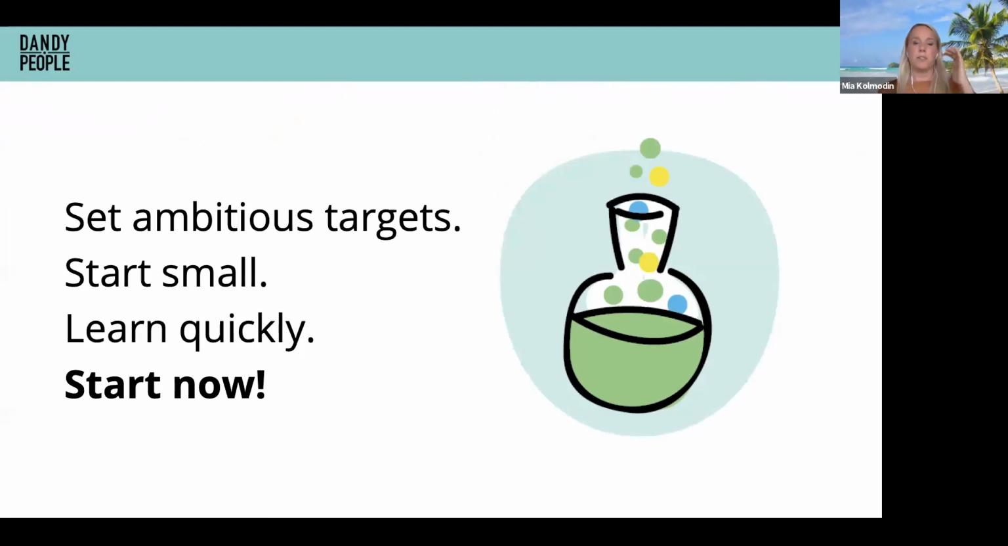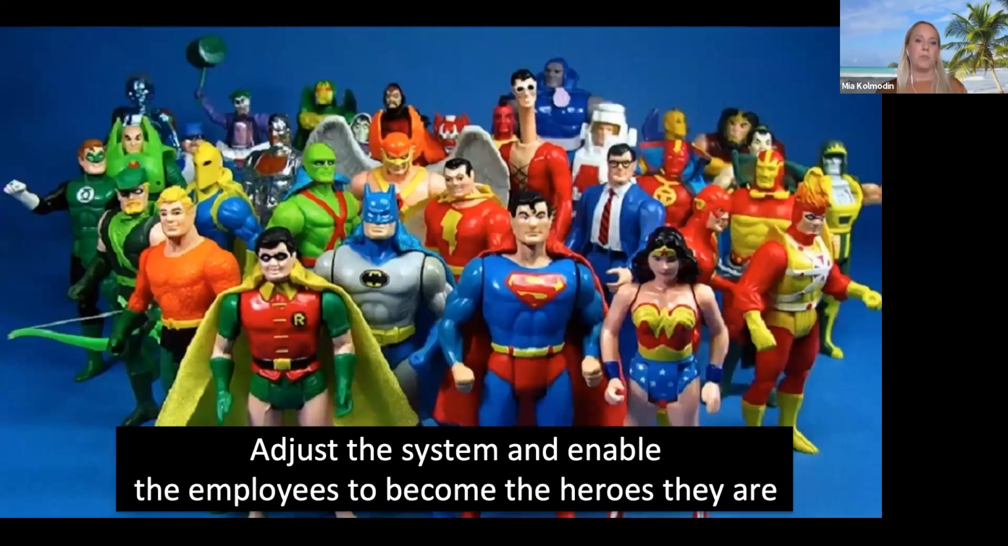So set ambitious targets, start small, learn quickly. This is hugely important, and start now. And don't try to find a perfect plan. Find someone who can help you, who has done this before. That's usually greatly valuable, but don't try to figure out the perfect plan now, because it's not going to exist. That plan is not existing at all. So by doing this and adjusting the system, you will enable employees to become the heroes that they are and always were. You will have superheroes in your organization.